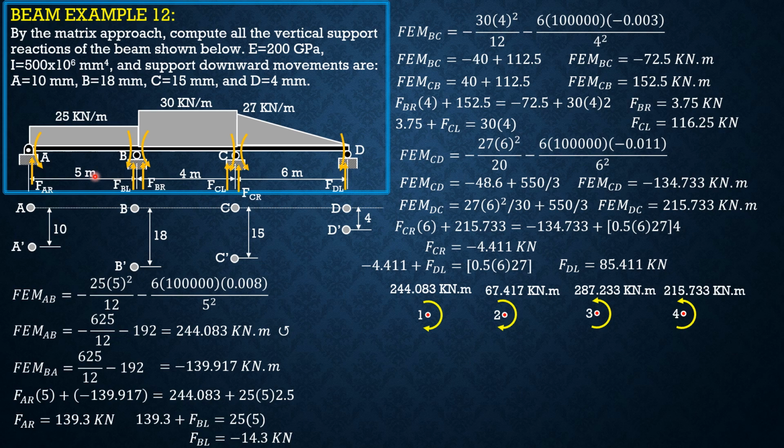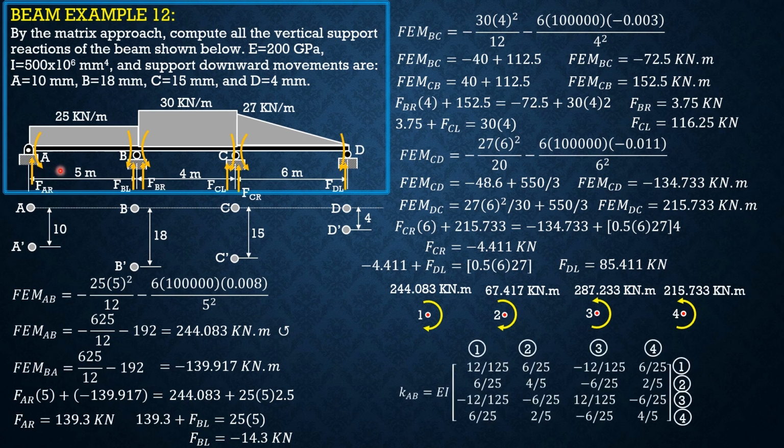Let's set up the stiffness of member AB. It is bounded by 1, 2, 3, 4. The entries would be 12 EI. Let's just assume EI as 1, so we factor out EI over L cubed. So 12 over 5 cubed is 12 over 125. The next entry in this row is 6 EI, 6 times 1 over L squared. 6 over 5 squared is 6 over 25. Then this is the negative of the entry here, and we just copy this entry.